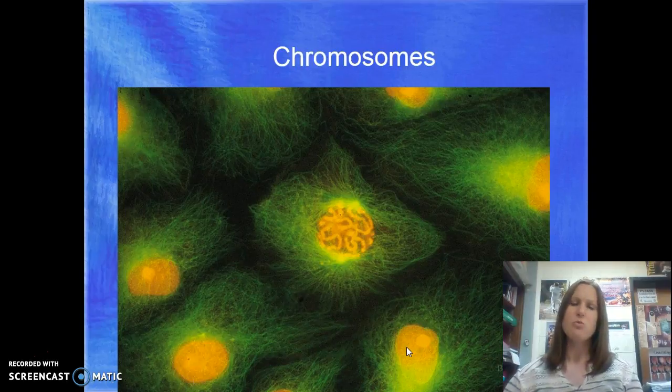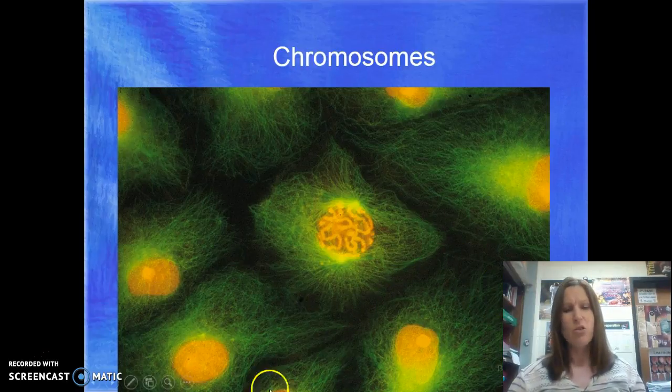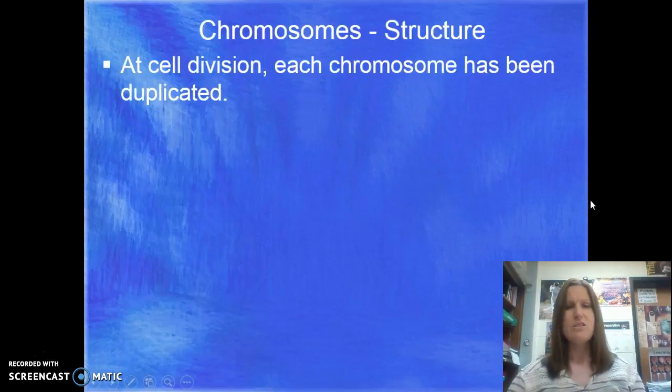This is where the majority of time is spent for a cell. This is how it does its functioning. This is what it looks like when going through replication. Only when we get to cell division do the chromosomes start to coil up and we start to see their appearance. So their structure, again, at cell division, each chromosome has already been duplicated.